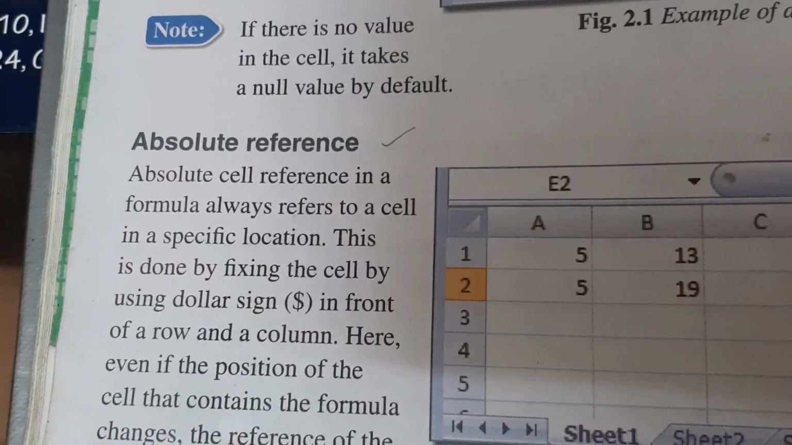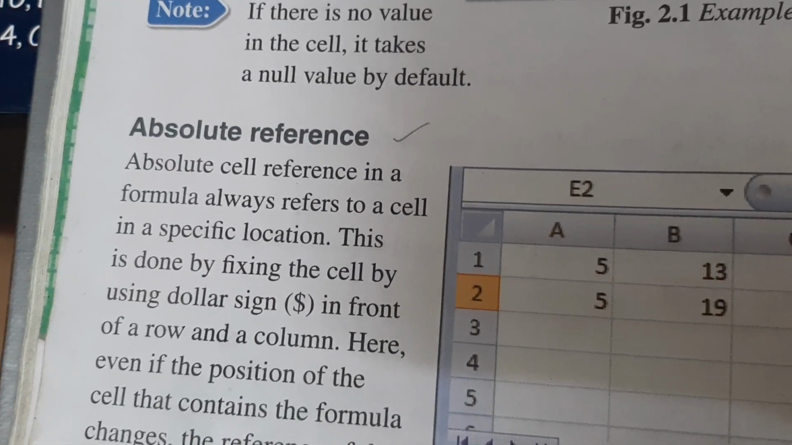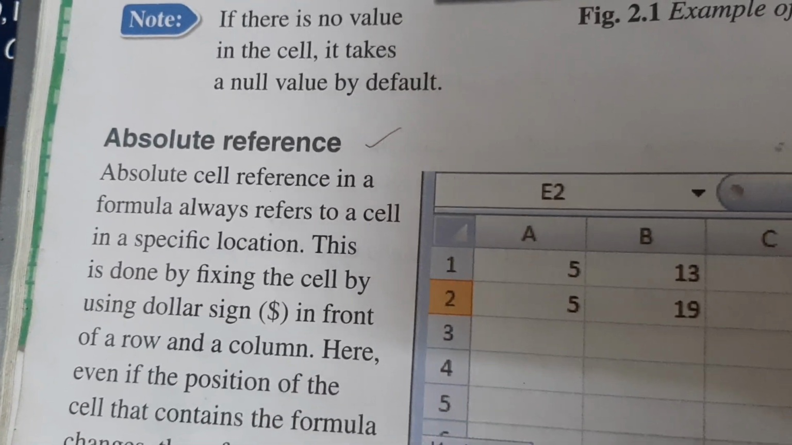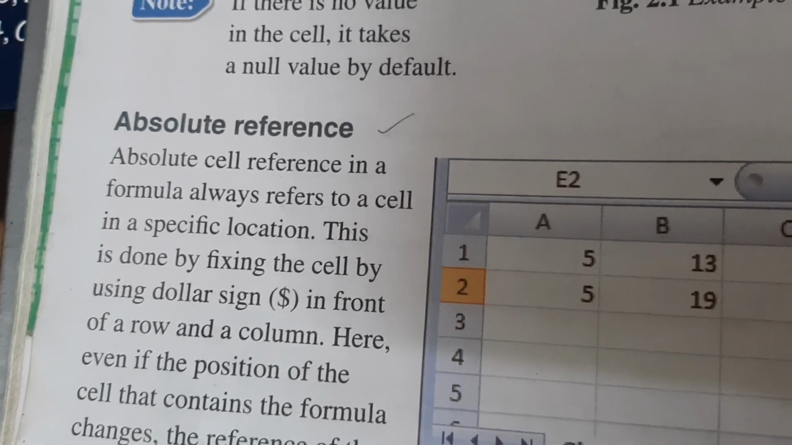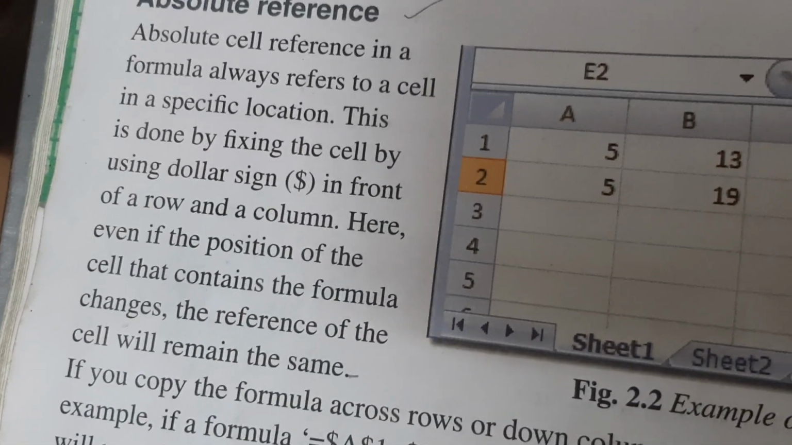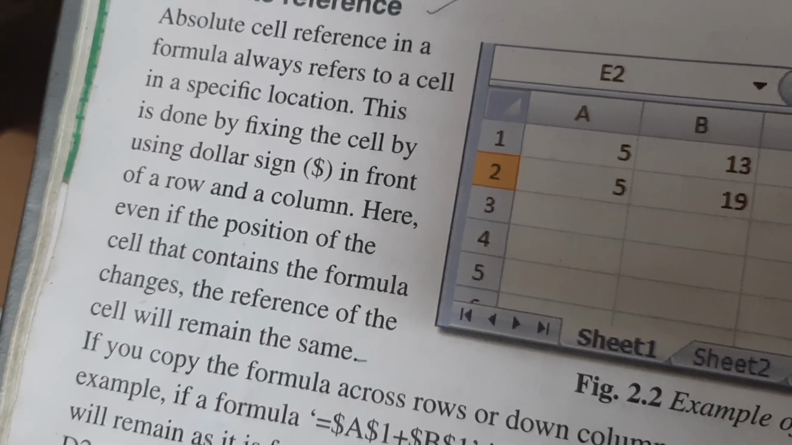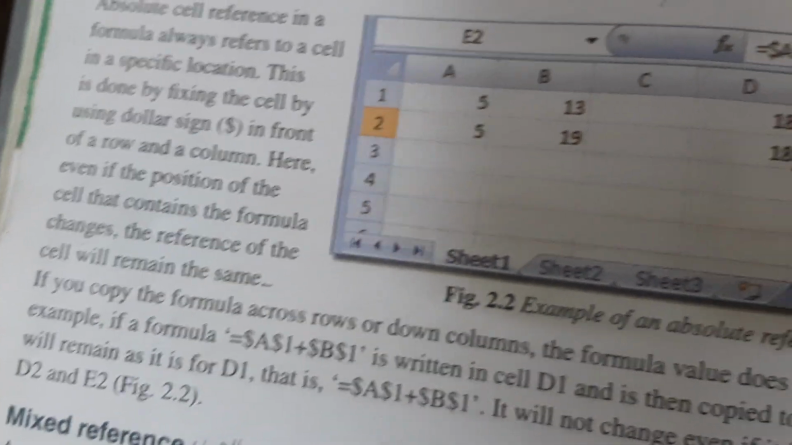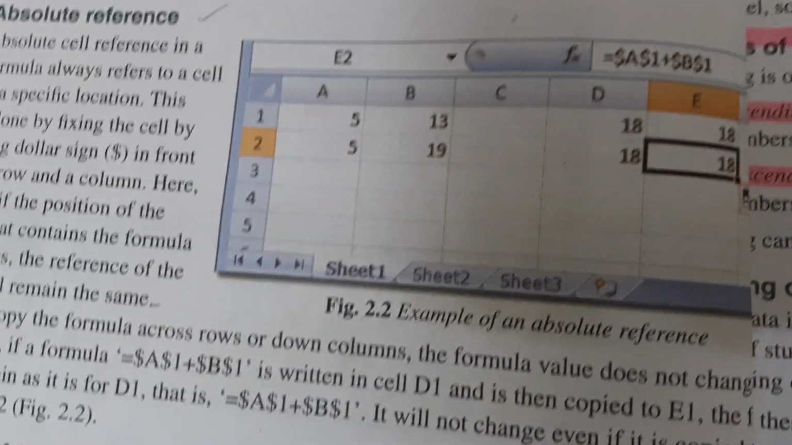Next we have absolute reference. An absolute cell reference in a formula always refers to a cell in a specific location. This is done by fixing the cell by using the $ sign in front of the row and column. Here even if the position of the cell that contains the formula changes, this reference of the cell will remain the same. If you copy the formula across rows or down columns, the formula value does not change.